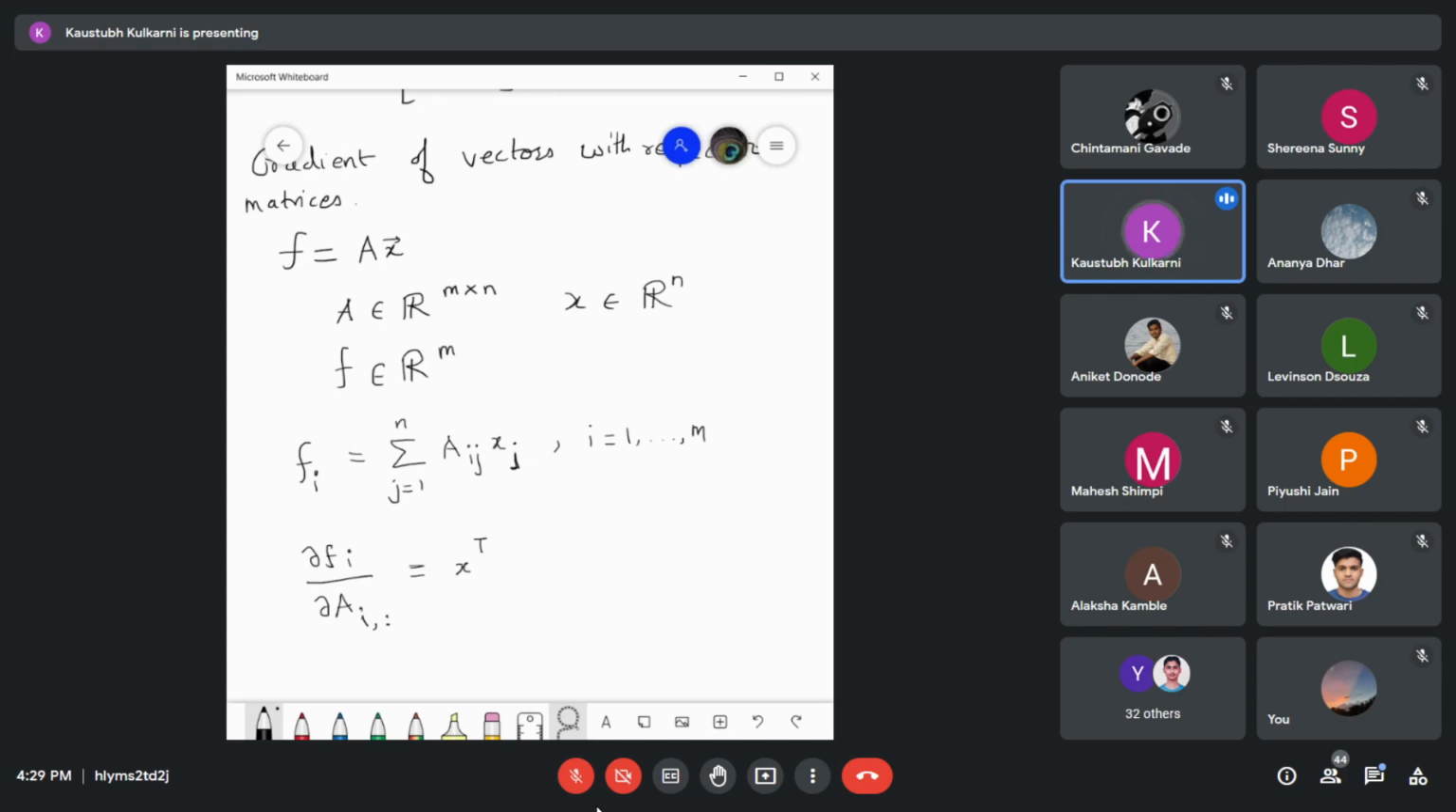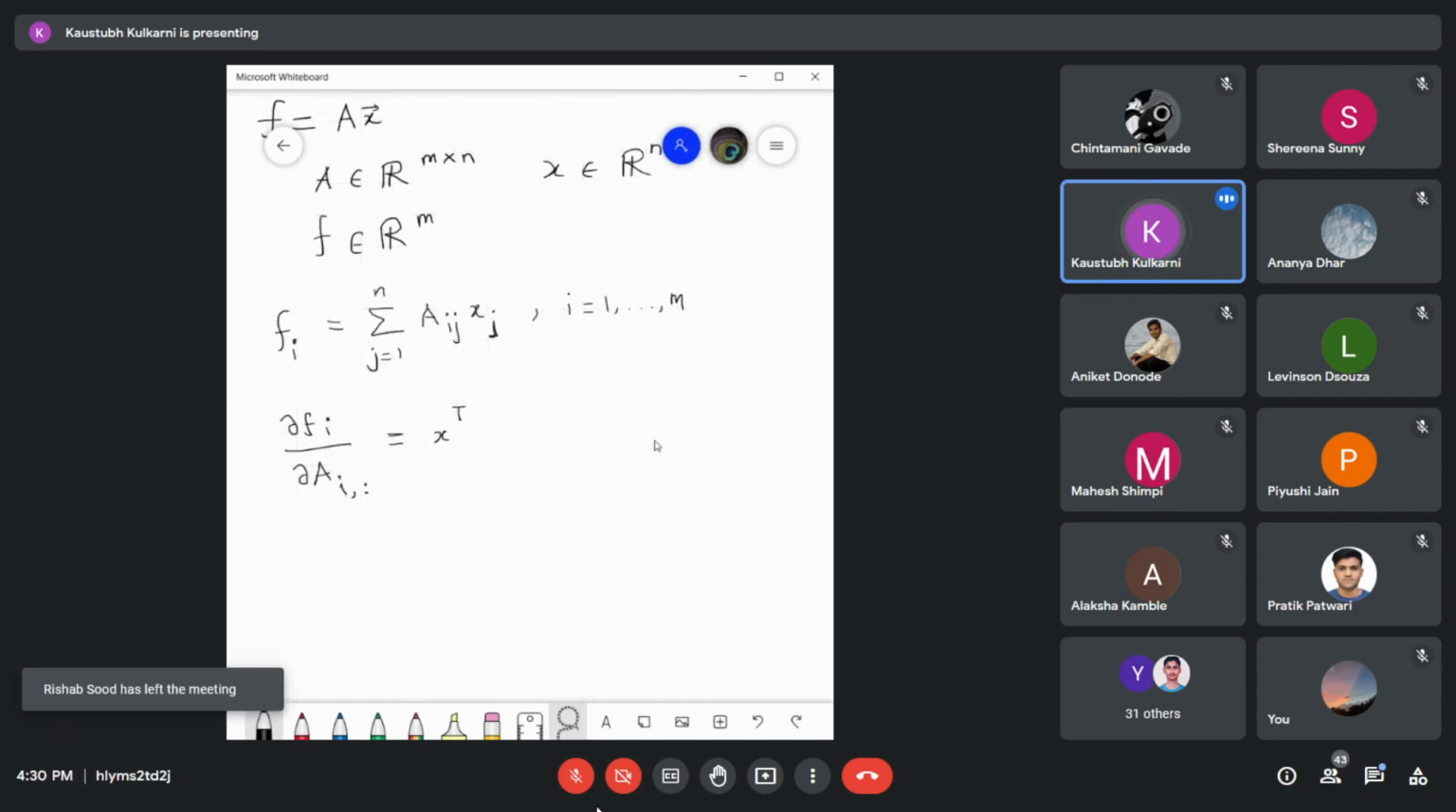In case the row number is different, so ∂fi/∂ak for k not equal to i: for all other rows other than row number i, and all columns, that is ∂fi/∂ak,: for k not equal to i, this is given by the zero vector.